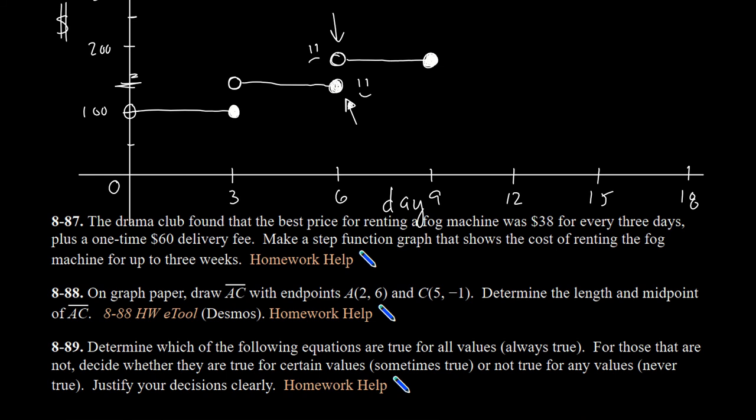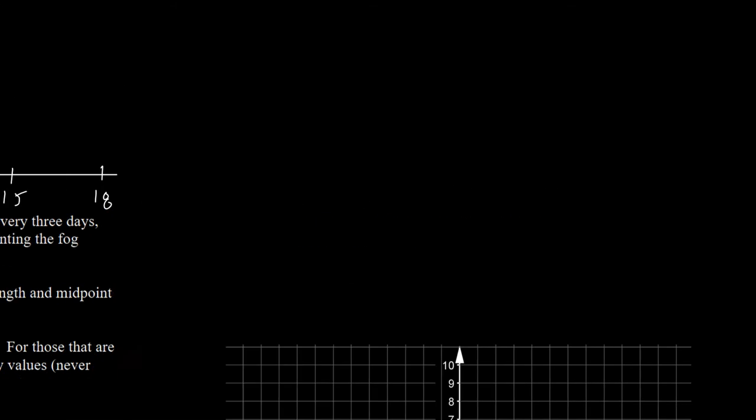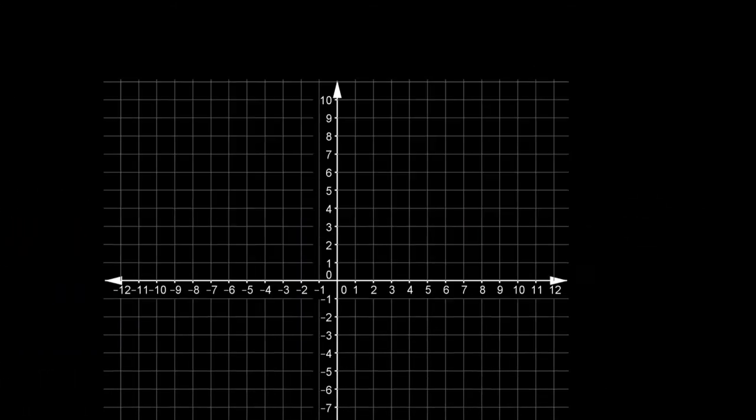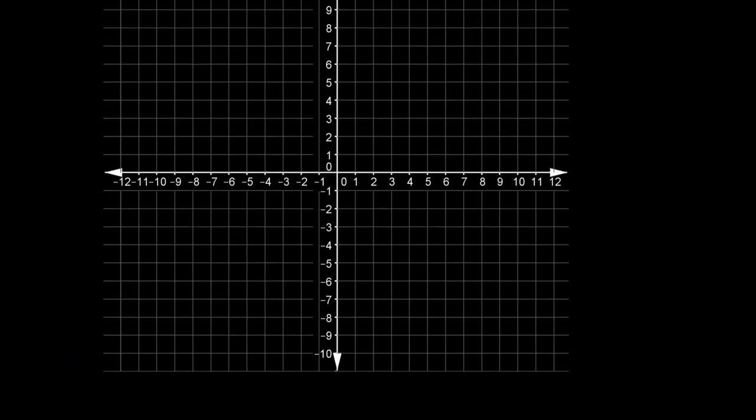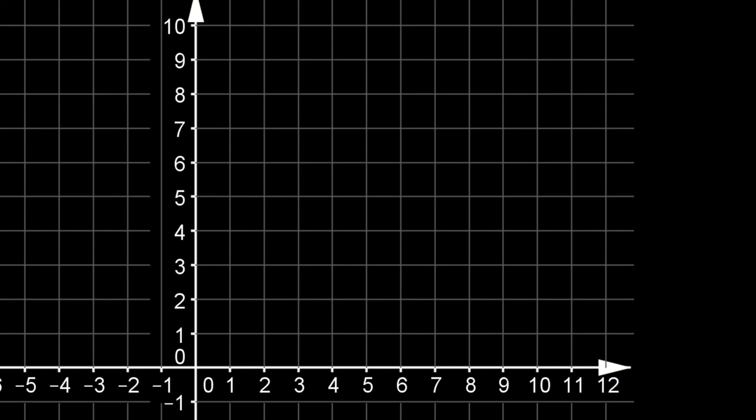Next, it says on graph paper draw AC, where A is at (2, 6) and C is at (5, -1). Well, I think I've got this graph set up. Getting this right is important, because a lot of times I'll get the wrong point down and it changes it. So A is at 2, 6: X is 2, Y is 6. Let me put this is point A, and this is 2 comma 6.